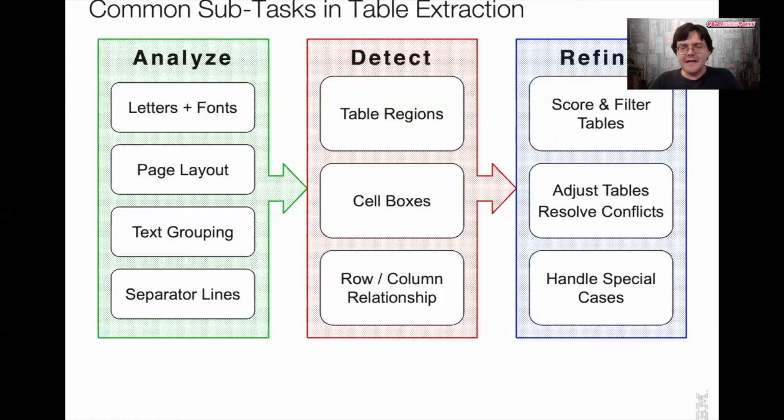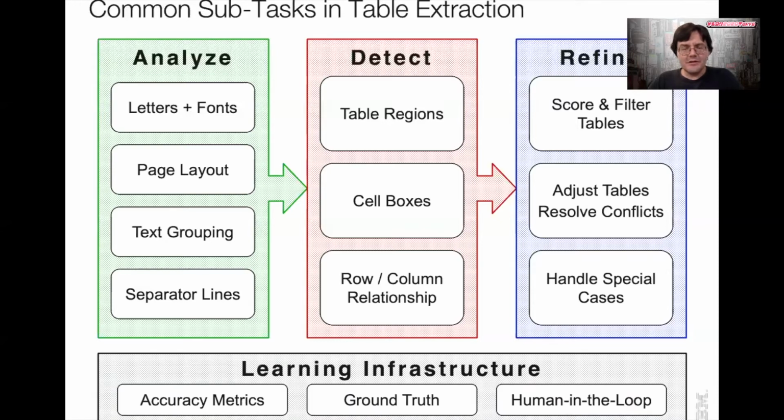In the refine subset, the common tasks are to score tables, assign some confidence value, filter false positive tables, resolve ambiguities, whether it's one table or two tables, or where exactly is the bounding box of the table region, adjust tables if necessary, or cell structure inside the table, and handle special cases that are customer-specific, applying a rule set to improve accuracy on customer-specific documents.